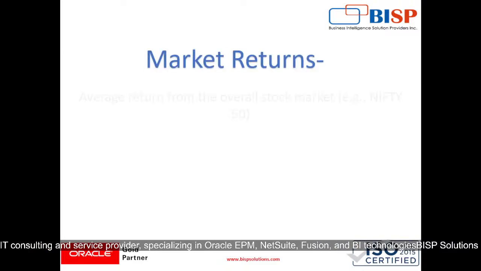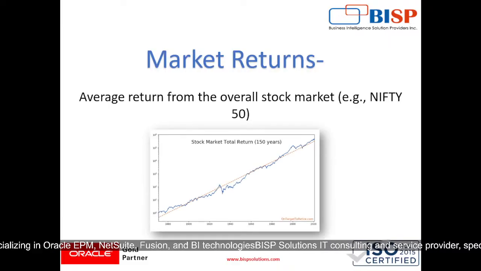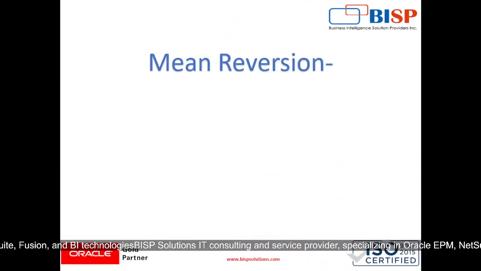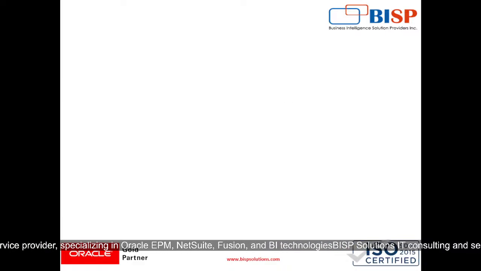Then comes our market returns, which is the average return from the overall stock market, for example Nifty 50. Like this the graph will be shown to us when we are calculating our market return, and we are depicting it with our line chart. Then mean reversion: over time high returns fall and low returns rise toward the average. So if a stock with abnormal gains returns to its average performance, it is called mean reversion.